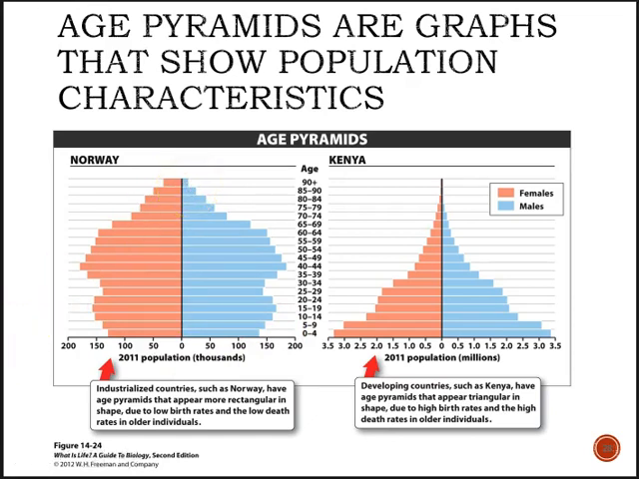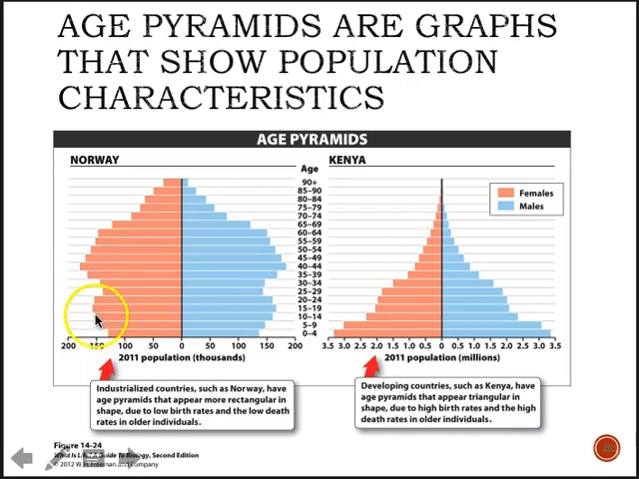Some of the age pyramids actually look like pyramids, like the one we see here in Kenya, and some of them don't really look quite like a pyramid. So this one has this weird shape to it. And the thing about these graphs is that they tell us a huge amount of information about the population of those countries. So Norway is an industrialized country, and it's got more of a rectangular shape to it.